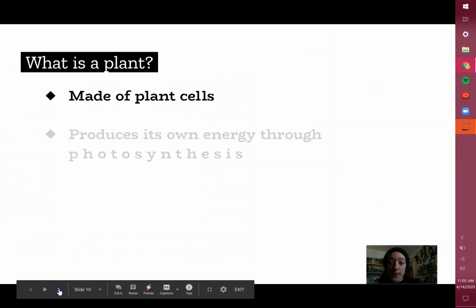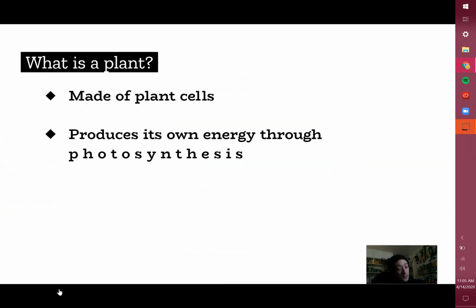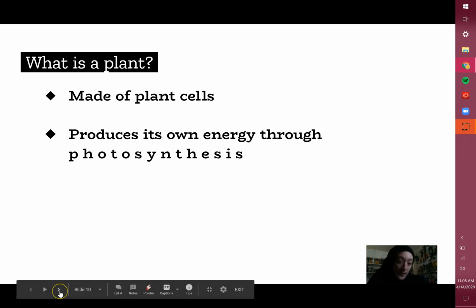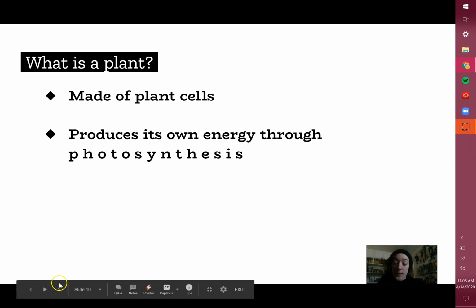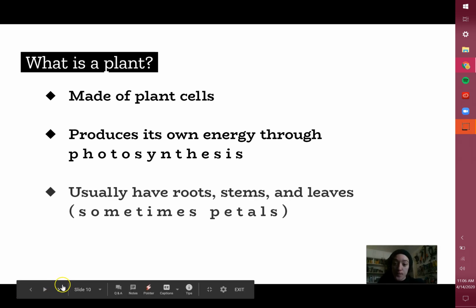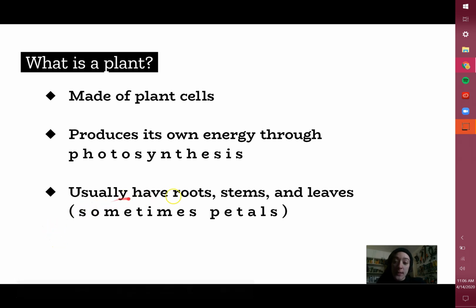Okay, so all plants have plant cells. There are also living things that produce their own energy. So you guys might remember that we call plants producers. Animals are consumers and plants are producers. That's because plants can produce their own energy through photosynthesis. And then also plants usually have roots, stems, and leaves, and sometimes petals. Okay, so these are things that all plants have in common.